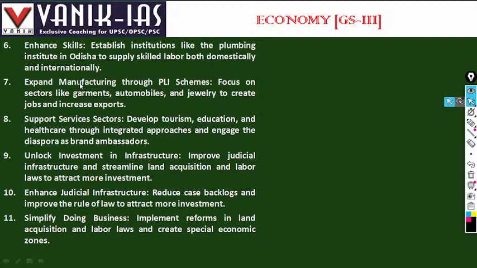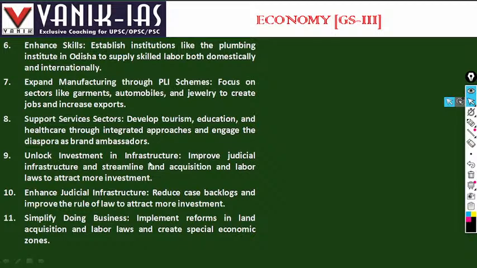Expand manufacturing through the PLI scheme, production linked incentive. PLI stands for production linked incentive schemes. Focus on sectors like garments, automobiles, and jewelry to create jobs and increase exports. Support the service sector, develop tourism, education, and healthcare through integrated approaches and engage the diaspora as brand ambassadors.